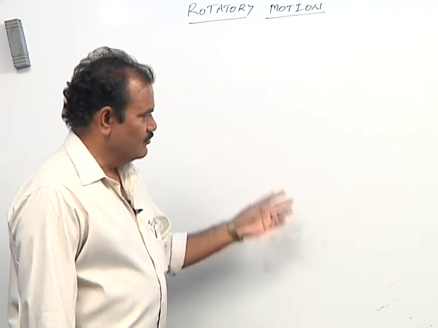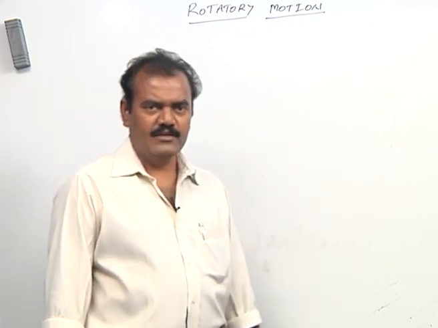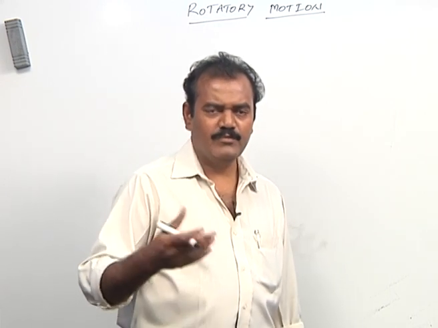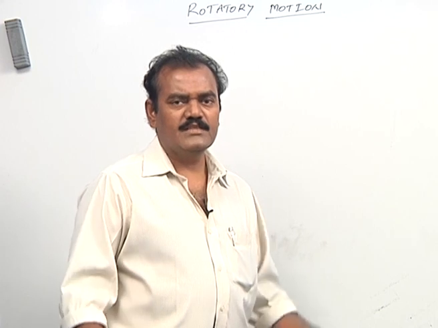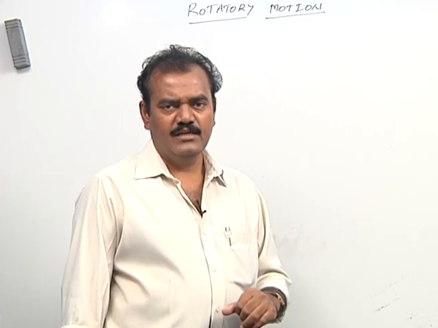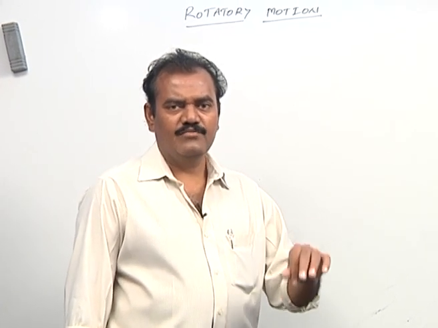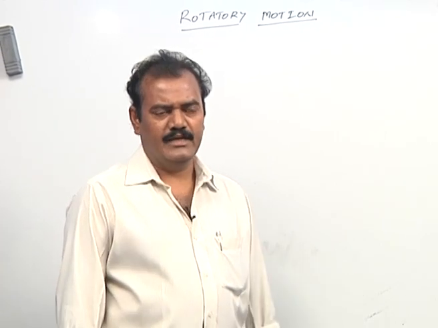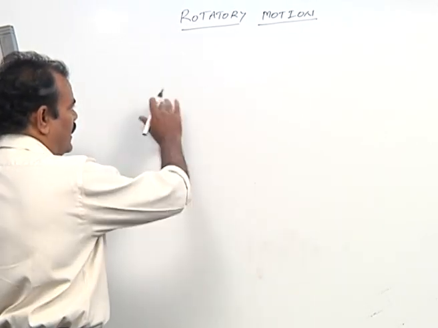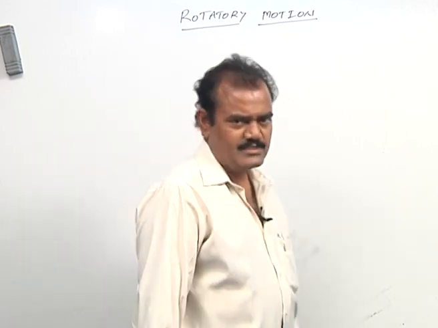Now we started angular momentum and conservation of angular momentum, and thereafter the kinetic energy of a rolling body, and thereafter the velocity of a rolling body along a smooth inclined plane. That is also over. Now we continue the same theory.